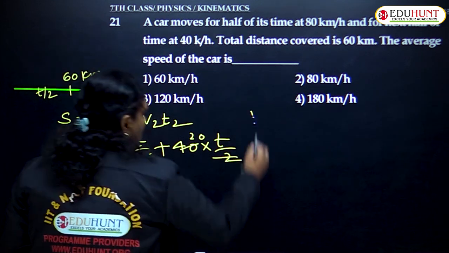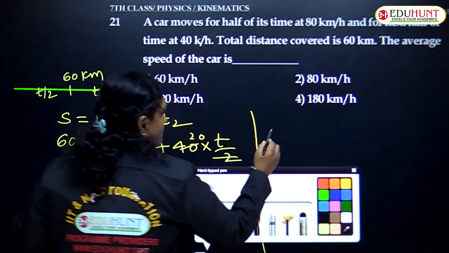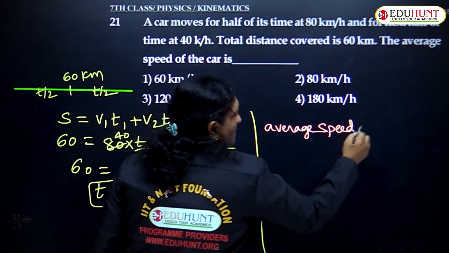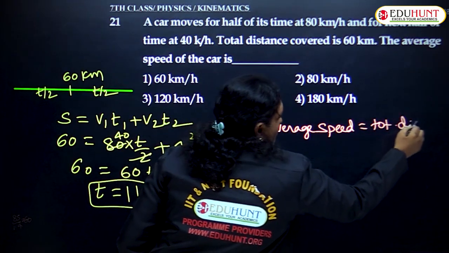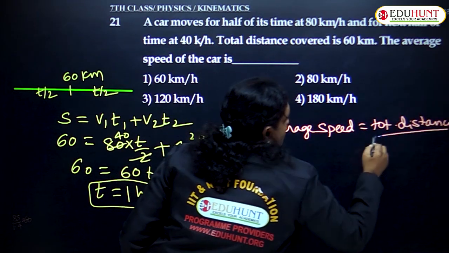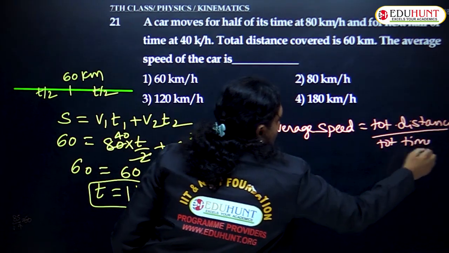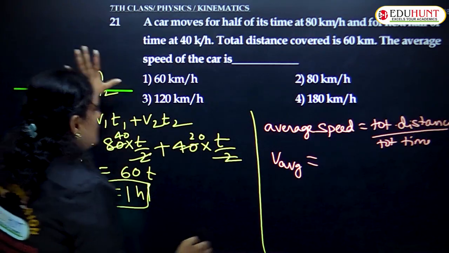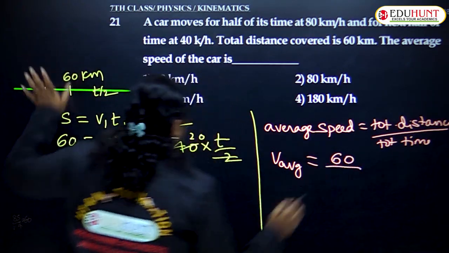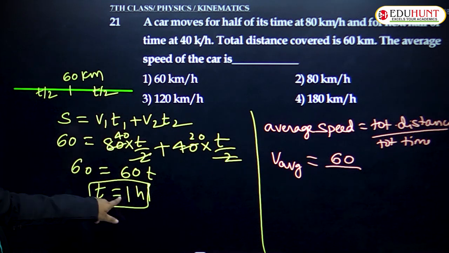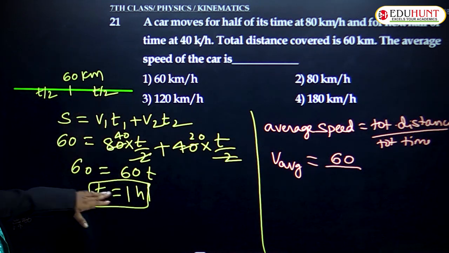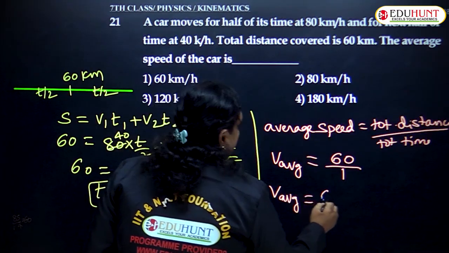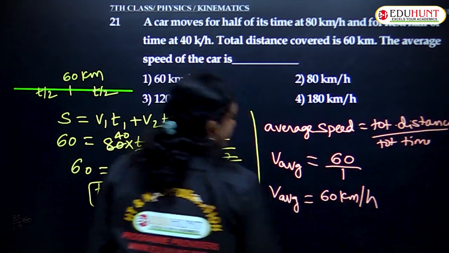But whatever it is, you're asked to find only the average speed. Hence, you know the formula for average speed equals total distance by total time. So, V average equals, children, what is the total distance from here to here? Directly it is there, how much? 60 kilometers. And just now we found the total time was how much? T by 2 plus T by 2, total time is T. How much was that? 1. Hence, the average speed is found to be 60 kilometer per hour.